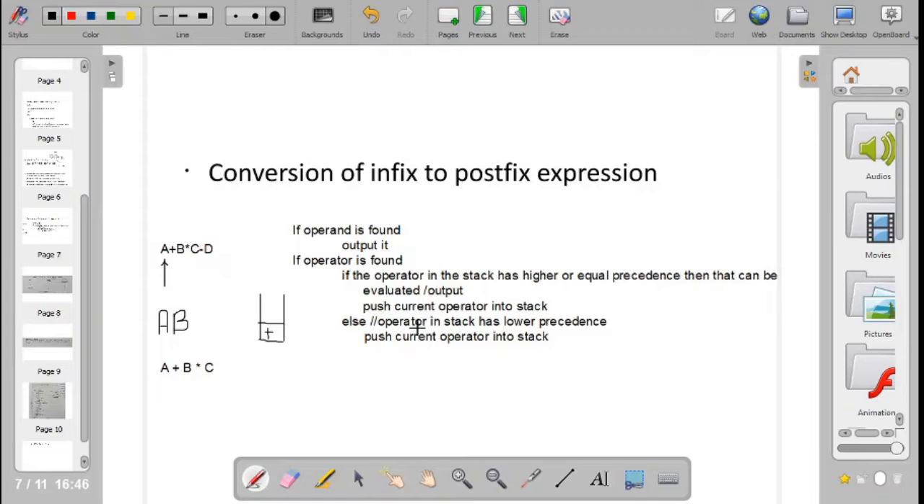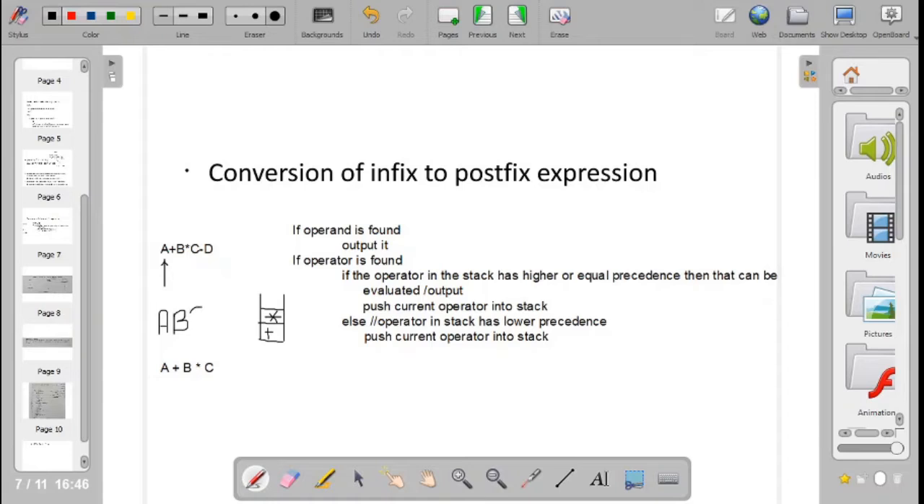So in that case we go to the else part. We simply push the current operator onto the stack. So if the operator in the stack has lower precedence than the current operator, you just push the current operator on the stack. So what do we do? We will push star here.